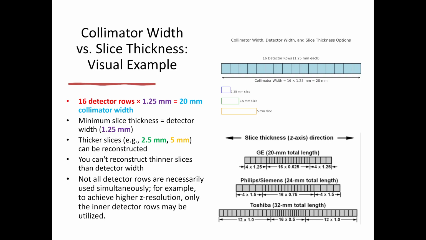Some scanners are designed with thinner inner detector rows and thicker outer rows. In those systems, when high Z resolution is needed, only the inner detector rows are activated during scanning. In such cases, the effective collimator width may be smaller than the full detector array.